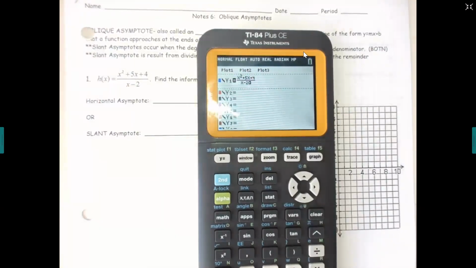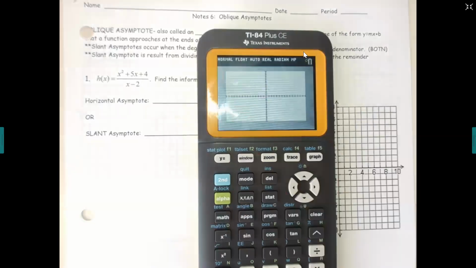All right, so I want you to graph it, and you're only going to be able to see a little bit of the graph. Then I want you to zoom out. So I'm just typing in the equation for number 1. Then when I hit graph, I can only see a little bit of it. Probably yours looks the same.